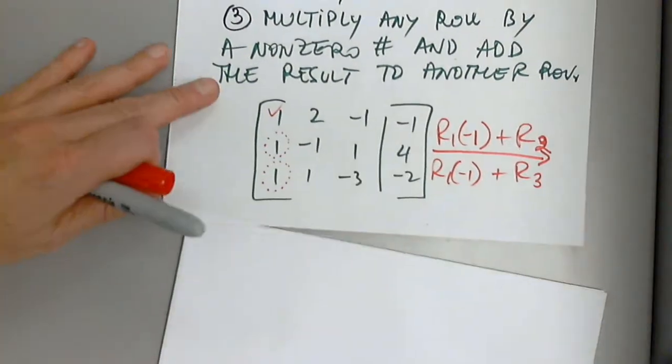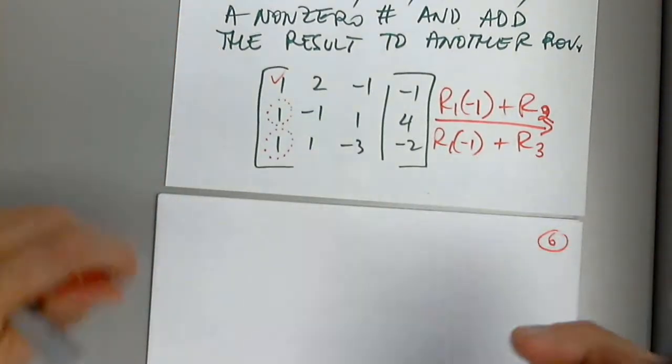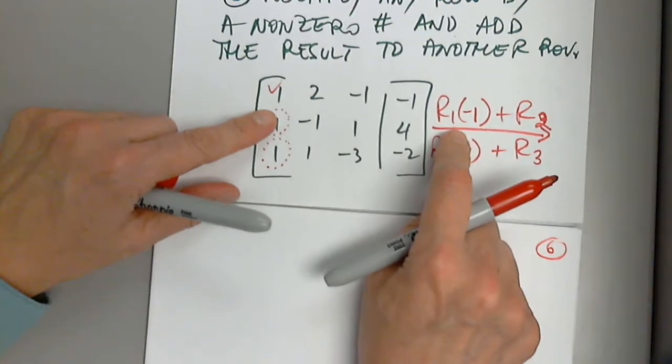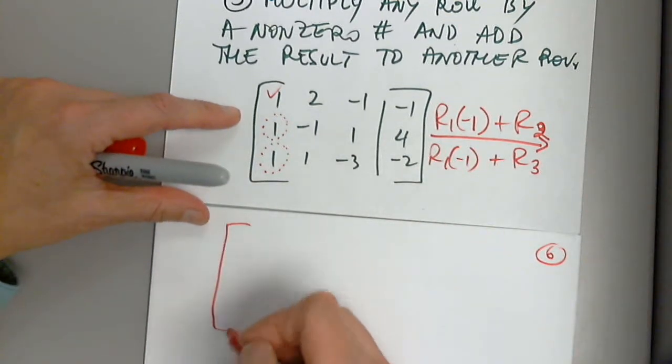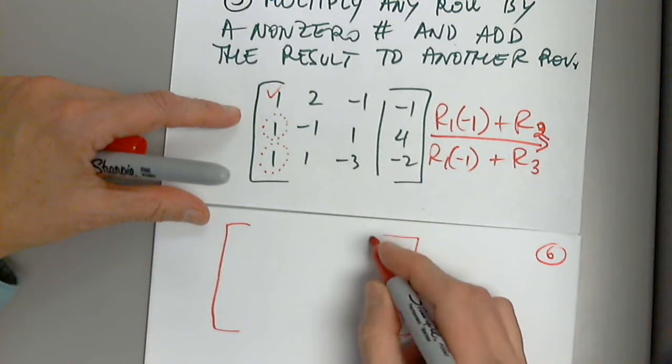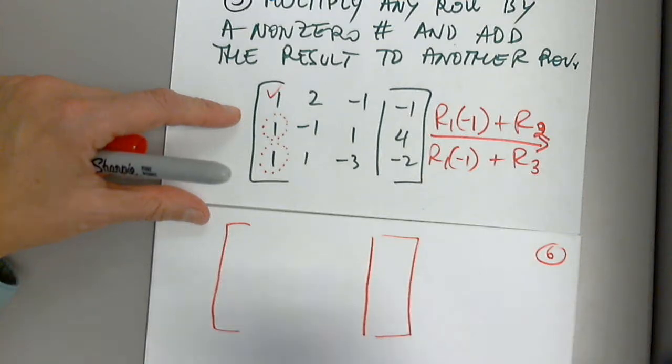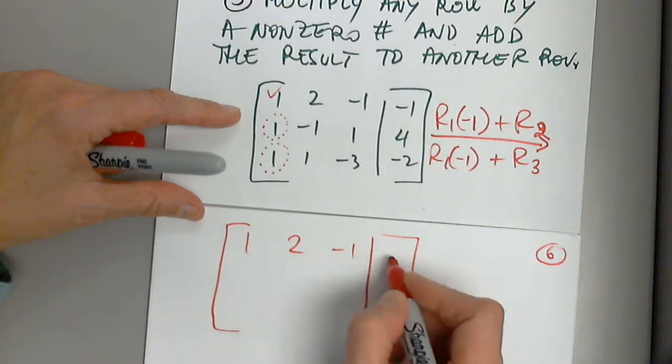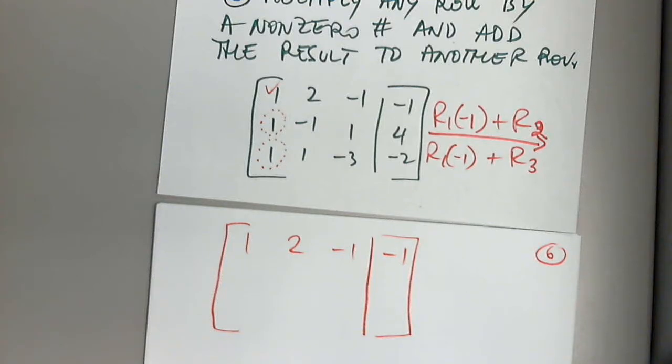So let's do this together, okay? Which row do I copy? Because it will not change. It's the row I'm using. I have to copy it. The row I'm using is row 1. This is the row I'm multiplying by -1, in this case, and -1 respectively. So that row cannot change.